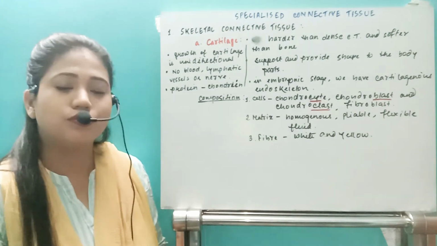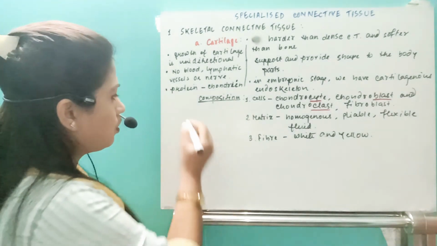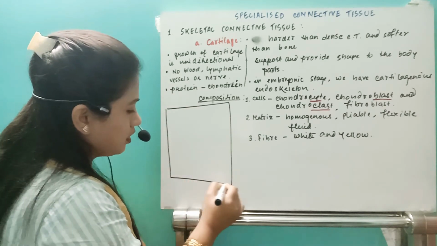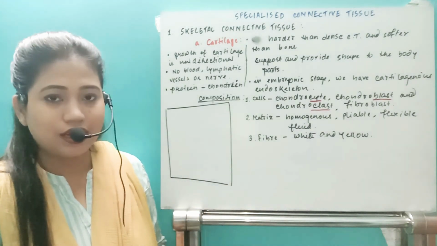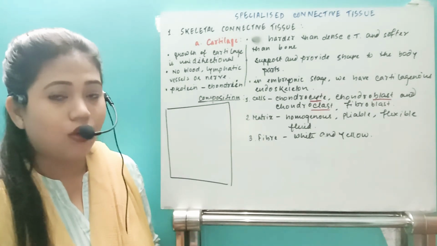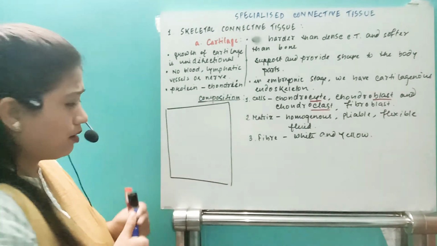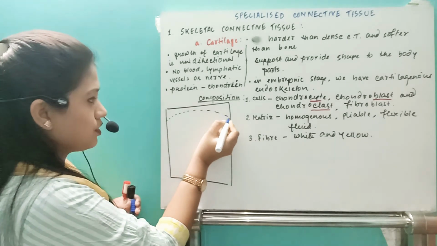Let's just move to the structure of the cartilage, how it looks like. So here, suppose this is the cartilage, right? So how can we have a cartilage? That cartilage needs to have a boundary. So that wall or the boundary of the cartilage will be a membrane. Okay, suppose this is the membrane.